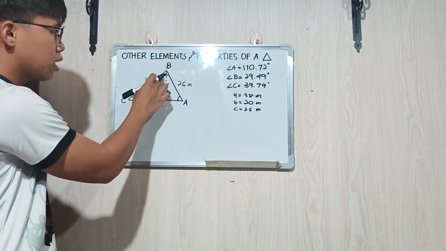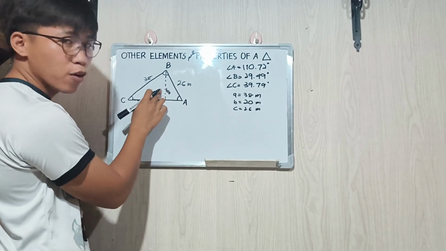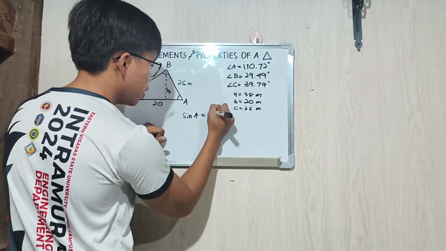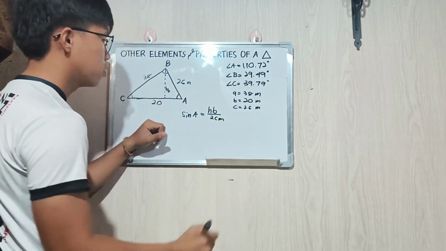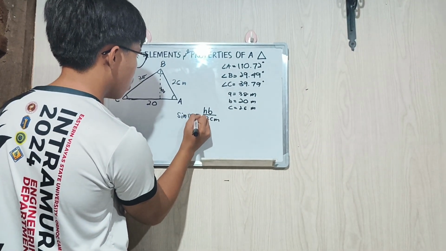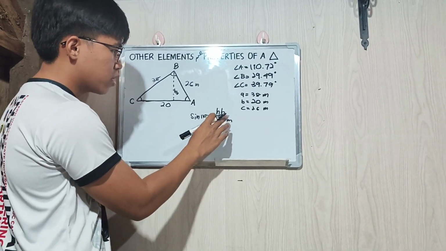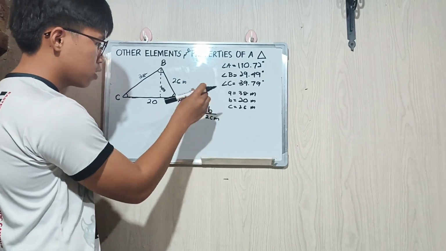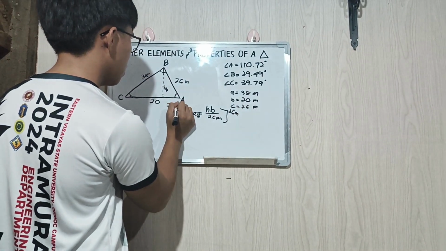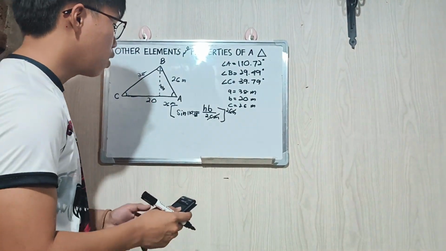Now we're going to get this altitude by using a trigonometric function. Sine A, because sine is opposite over hypotenuse. So sine A is equal to opposite HB over 26 meters. Now our angle A is 110.72. To get the HB, we're going to get rid of 26, so we transfer this 26 to the other side by multiplying both sides by 26 meters, and it cancels.